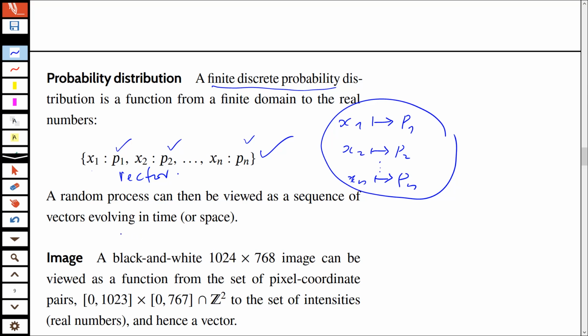So if you somehow come across random processes, once you understand that a distribution is a vector, imagine you have time, you can have space as well, but let's focus on time, and these are different time points. At each time point you will have a distribution. At the next time point that distribution could change. So these values don't change, but the probabilities change. So you have a different distribution. When a distribution changes over time or over space, you call it a random process. So a random process can be seen as a sequence of vectors. Now how cool is that?